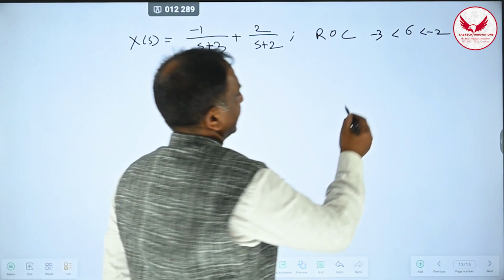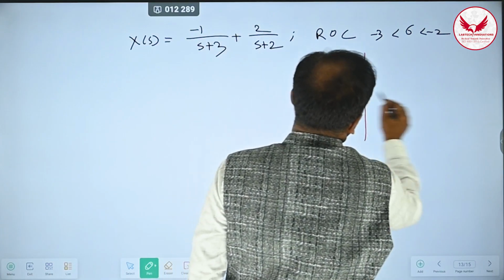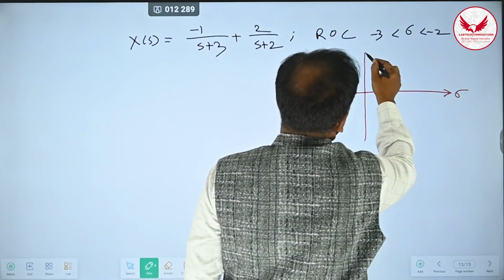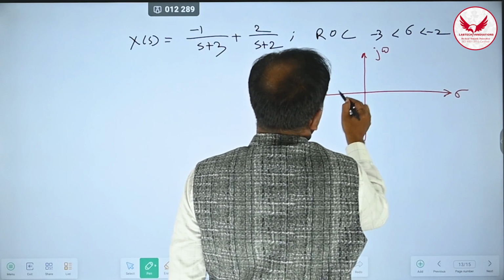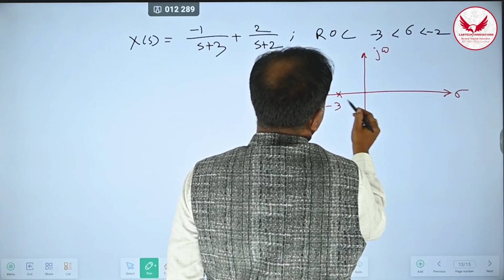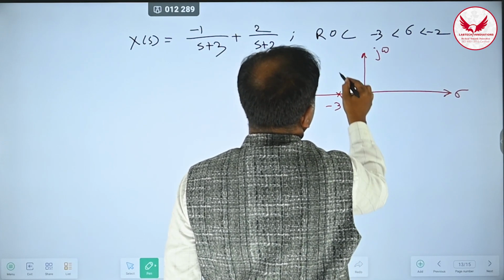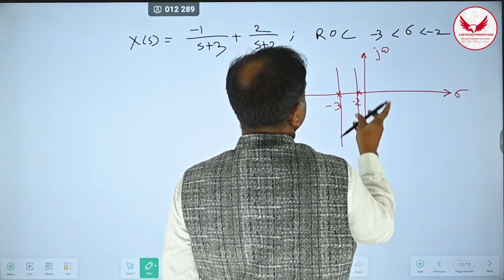अभी आपको यहाँ पे ROC plot करना है. So the ROC, they have already given, sigma and j omega. So it is minus 3 and here it is minus 2. So this is the ROC.